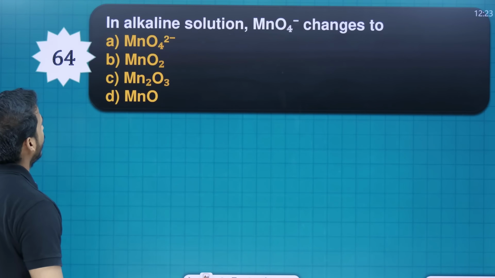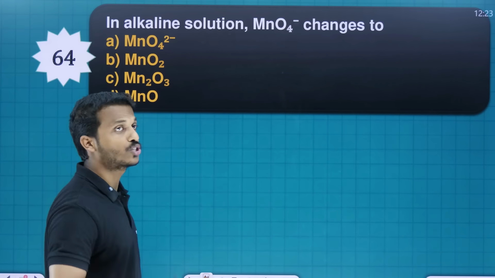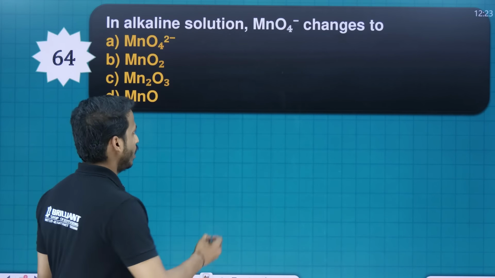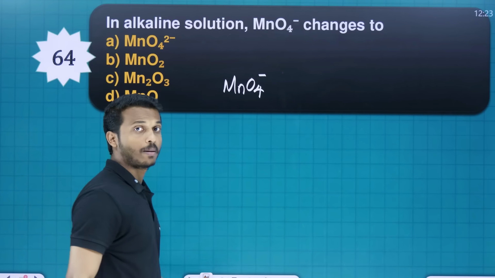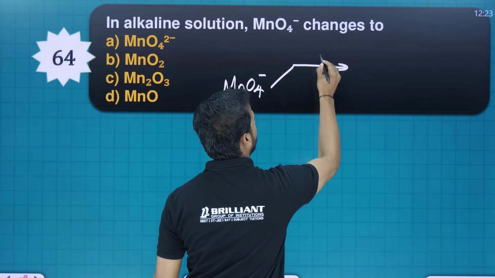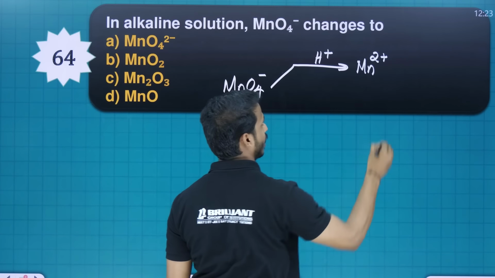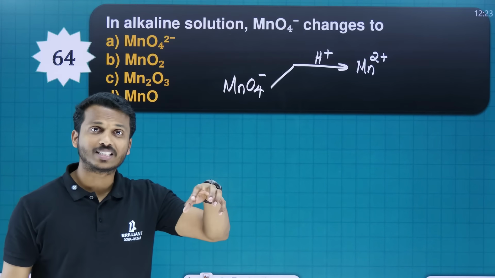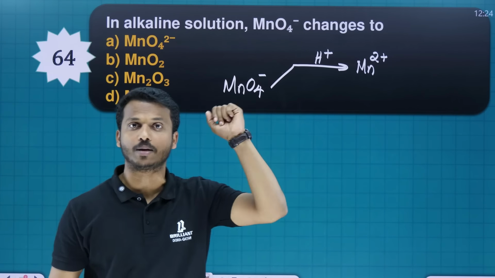Question 64. In alkaline solution, MnO4- changes to what? We already studied MnO4-, that is the permanganate ion. In acidic medium, MnO4-, the permanganate ion, is converted to Mn2+, okay?